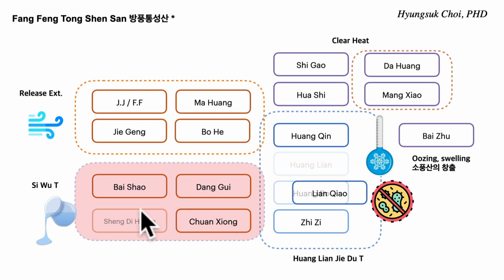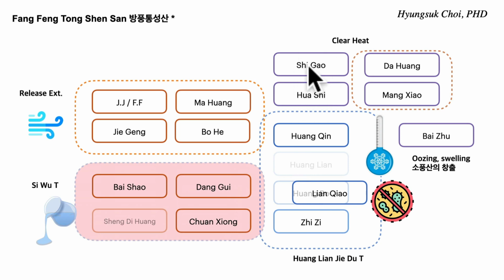So this is like a fire hydrant, and Huanglian Jiedu Tang is like a fireman. So simply we can say Fang Feng Tong Shen San is composed of two parts, releasing exterior part and clearing heat part. In releasing exterior part, Jingjie, Fang Feng, Ma Huang, Jiegeng, Bohe. In clearing heat part, Huanglian Jiedu Tang, and Shi Gao and Hua Shi clear stomach heat.